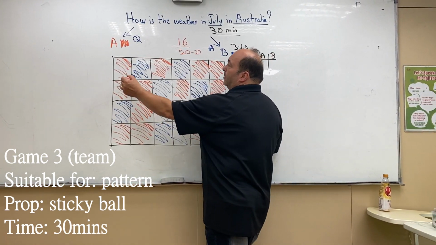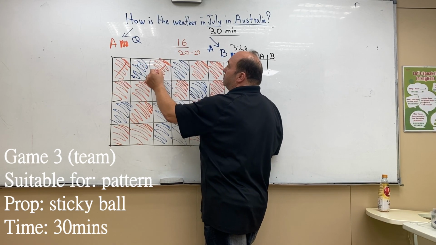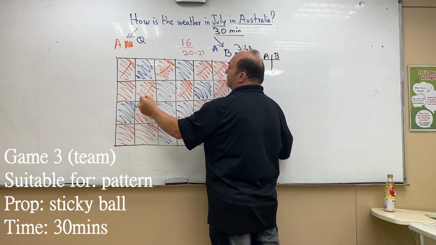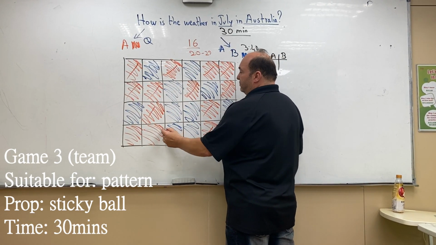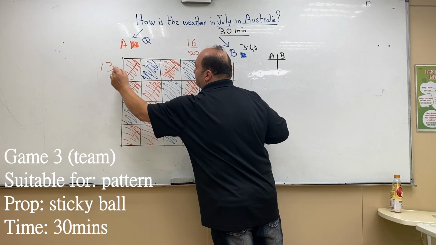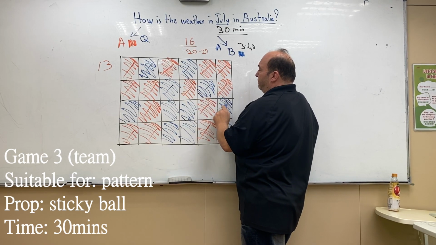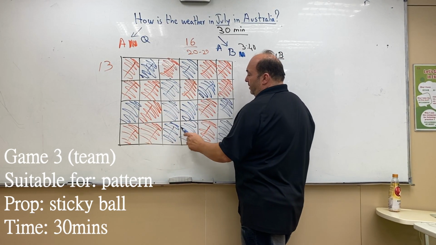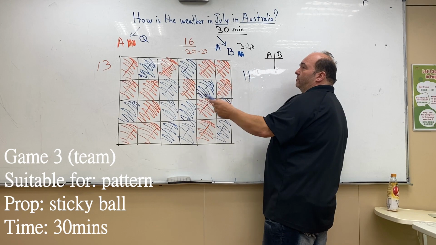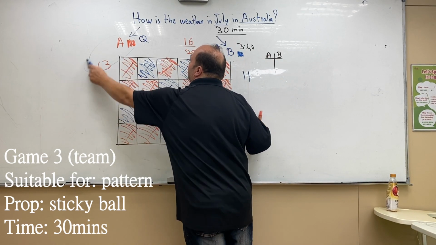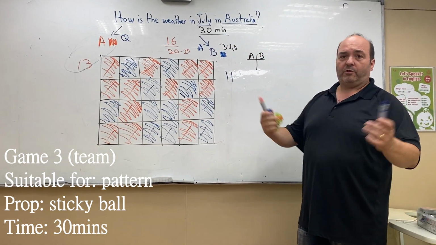You count how many squares team A has: 1, 2, 3, 4, 5, 6, 7, 8, 9, 10, 11, 12, 13. They get 13 squares, and team B has 1, 2, 3, 4, 5, 6, 7, 8, 9, 10, 11. They only get 11. So the winners, team A. Team A are the winners. Then you give the reward cards and the game is finished.